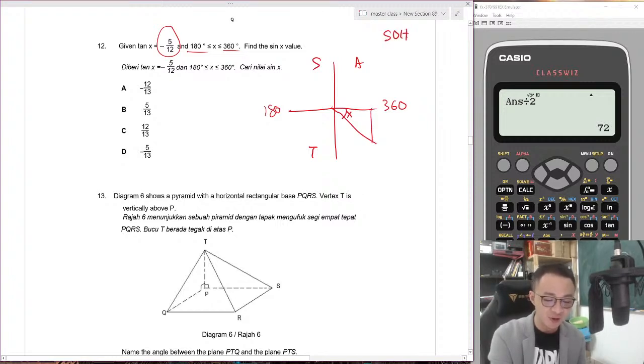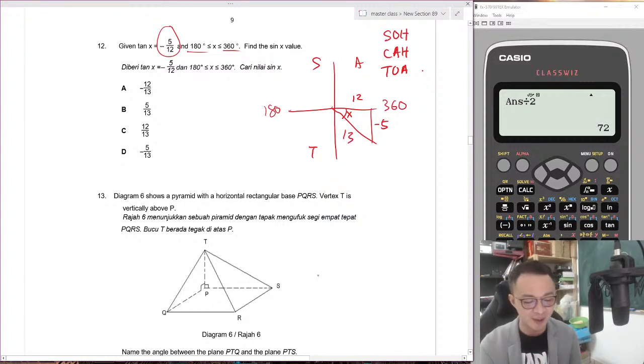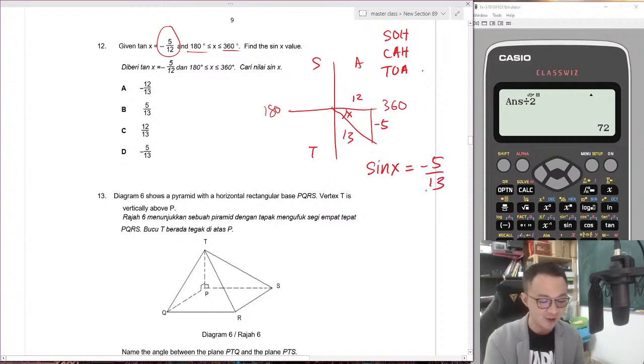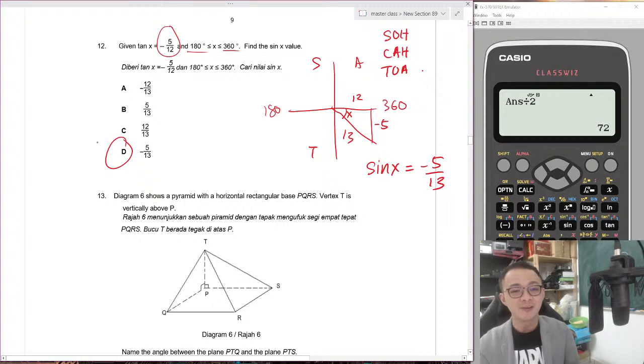Based on SOH CAH TOA, we know tangent is opposite over adjacent. So it's 5 over 12. This 5 is below the x-axis, so it is negative. Then the hypotenuse is always positive, which is 13, using Pythagoras. Then I can get my sine x. Sine is opposite over hypotenuse, right? Negative 5 over 13. So the answer will be D.